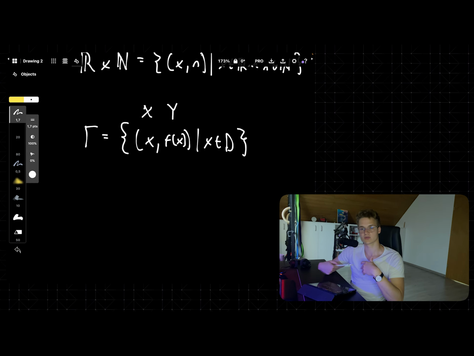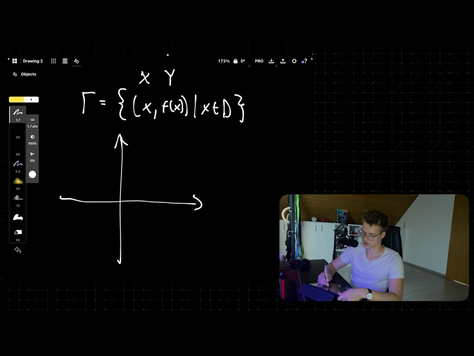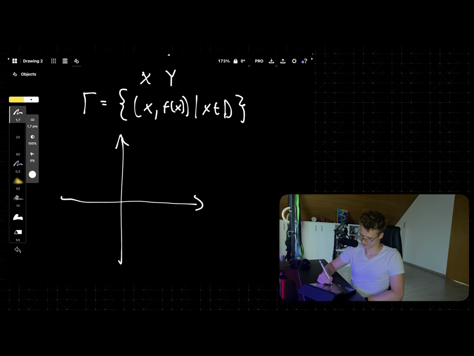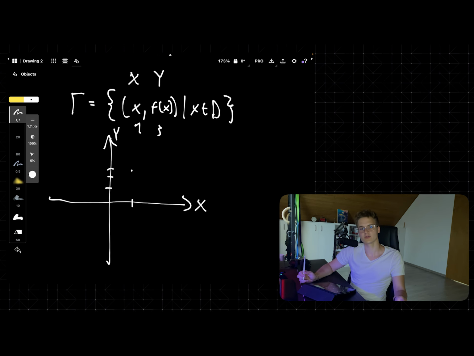And now we can also draw it out, and we do that using the coordinate system. If we draw all these pairs, the x-axis will represent the domain, and the y-axis will represent the codomain. And we just match it. For example, if we have 1 and 3, we go 1, then 1, 2, 3, and we have this point. And we could draw this for all of the elements in the domain.